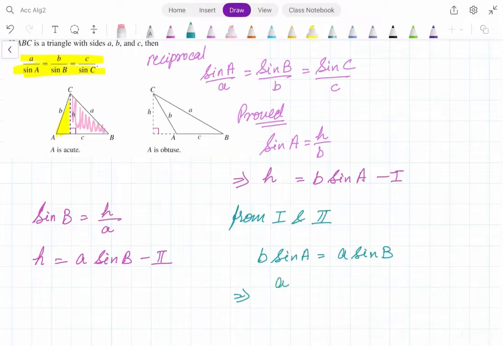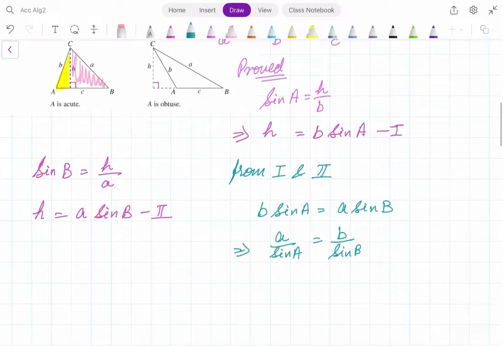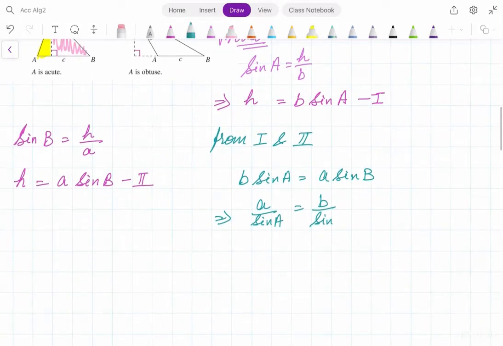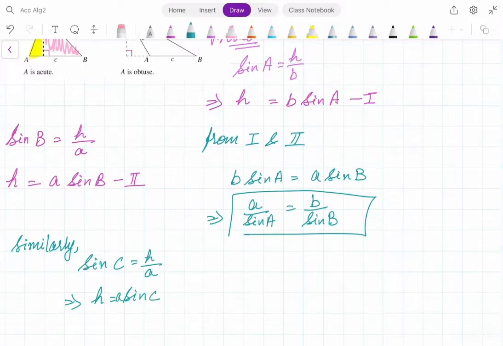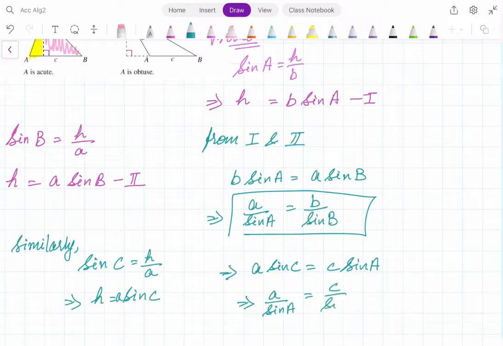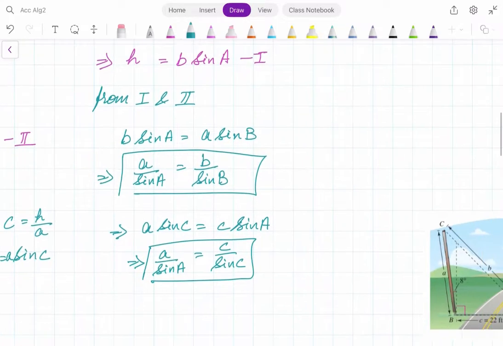And if you just manipulate these, you will get A divided by sine A, which is equal to B divided by sine B. If I apply the same approach, we will also get C divided by sine C. So let's quickly try this. Sine C will be h over A. H is A sine C, and I can put A sine C equal to C sine A, and that will give me the other side of the equation.